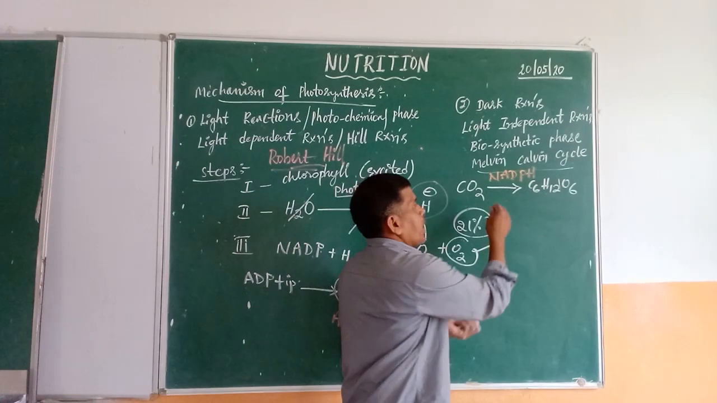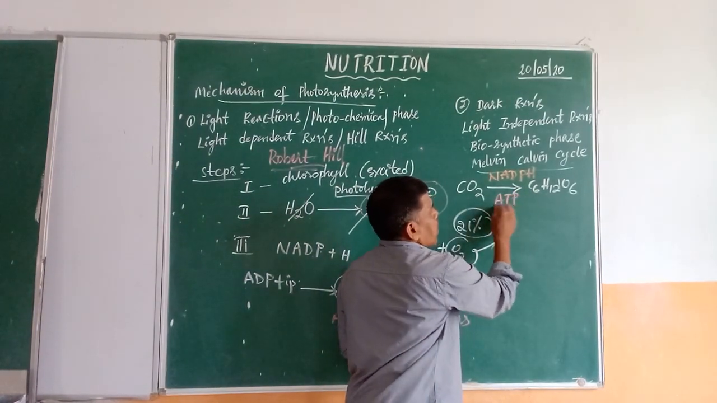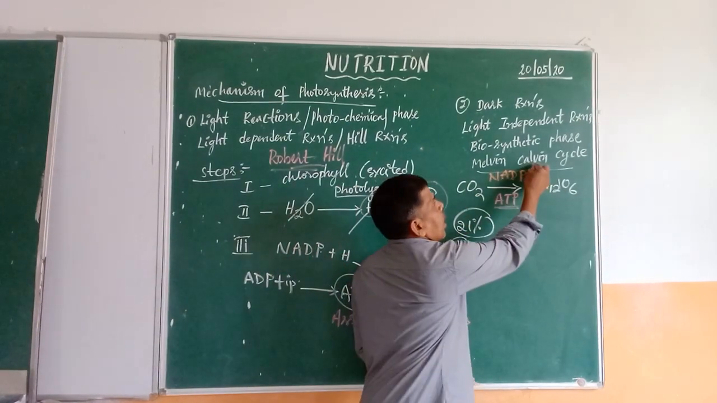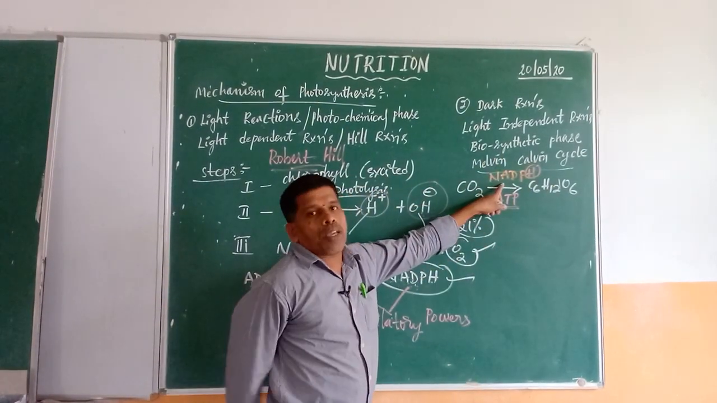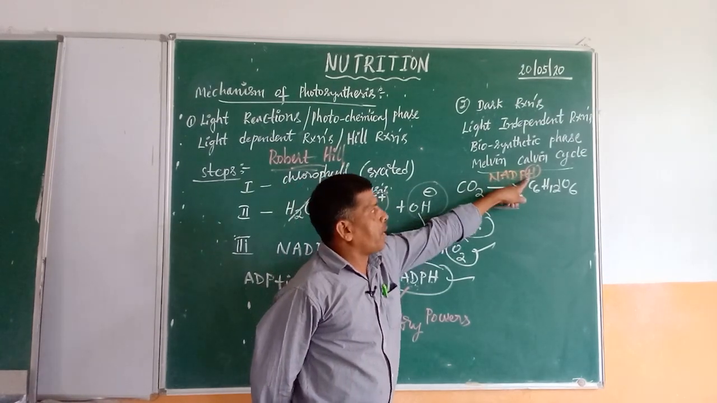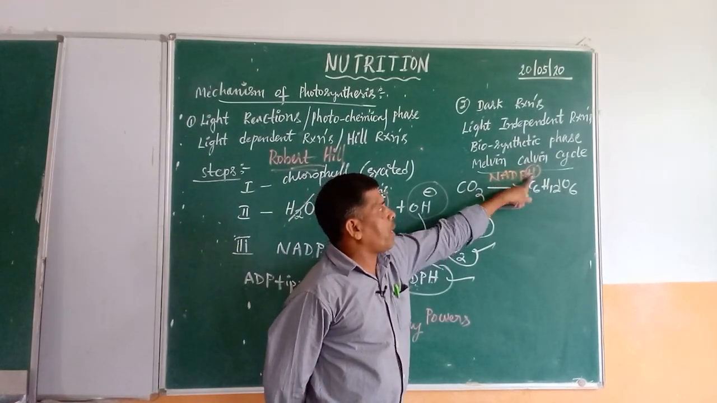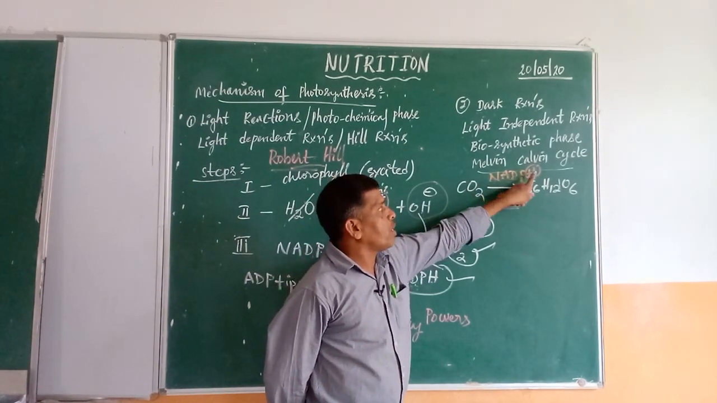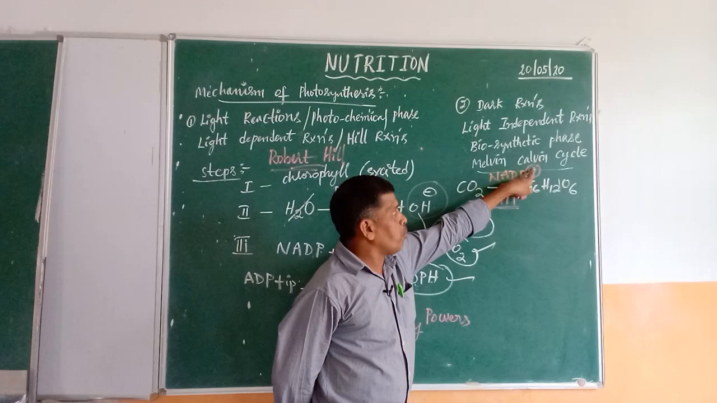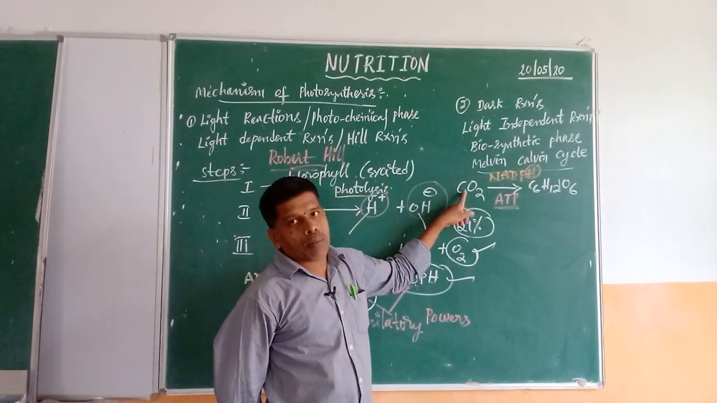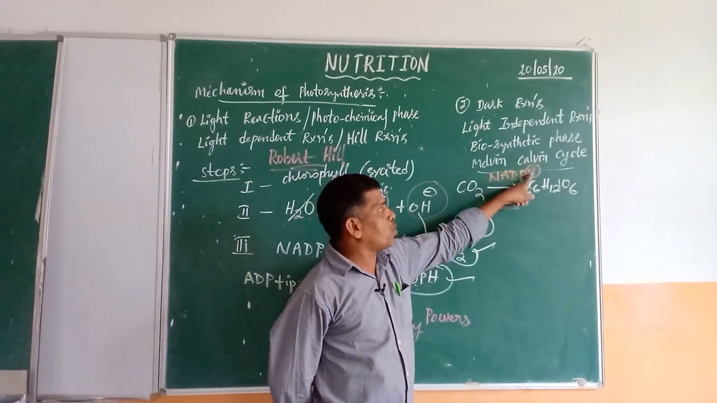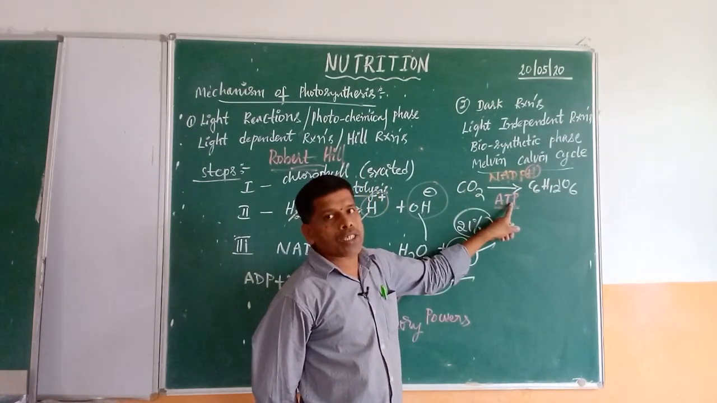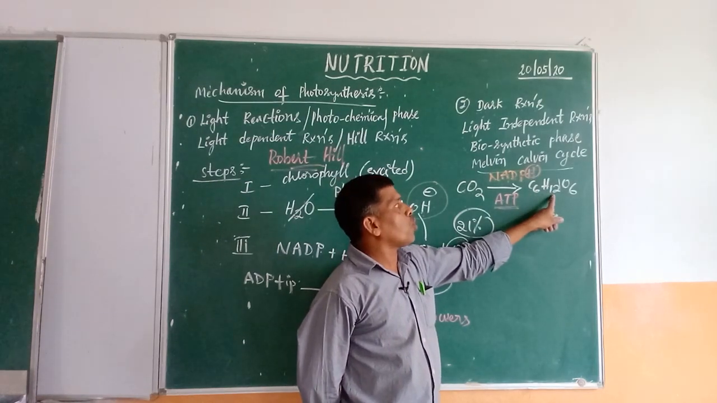In the presence of ATP, adenosine triphosphate, by using the energy of ATP, carbon dioxide accepts the hydrogen of NADPH. NADPH: nicotinamide adenine dinucleotide phosphate hydrate. This hydrogen is removed and gets attached to the carbon dioxide. So carbon dioxide is accepting the hydrogen from NADPH, and by utilizing the ATP energy is getting converted into glucose molecule.